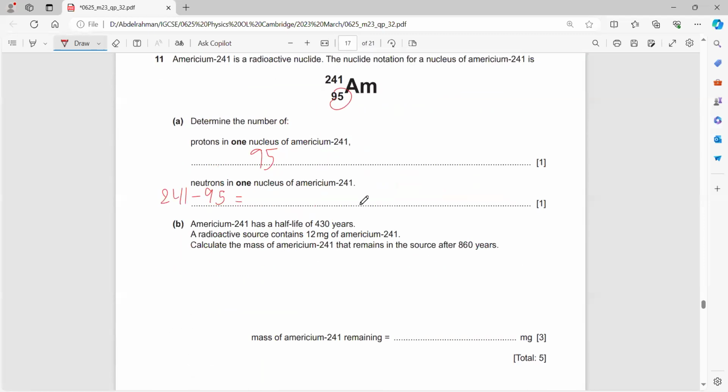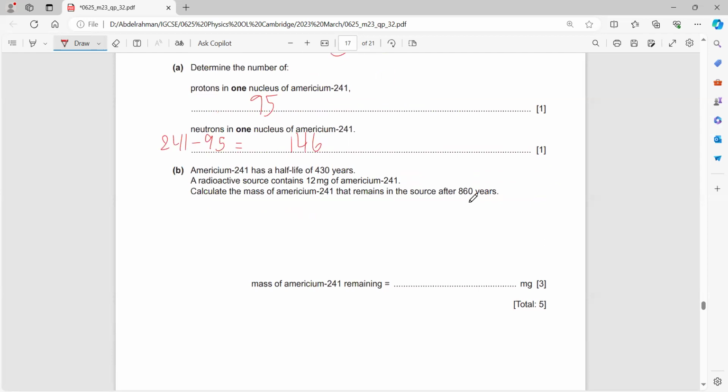241 minus 95, which is 146 neutrons. It has a half-life of 430 years. The radioactive source contains 12 milligrams. 430 years, 12 milligrams. Calculate the mass after 860 years. Yeah, this is easy. Calculate the mass that remains after 860 years.